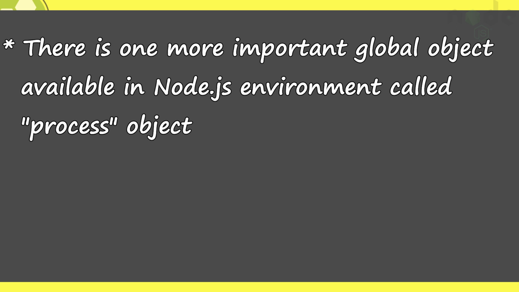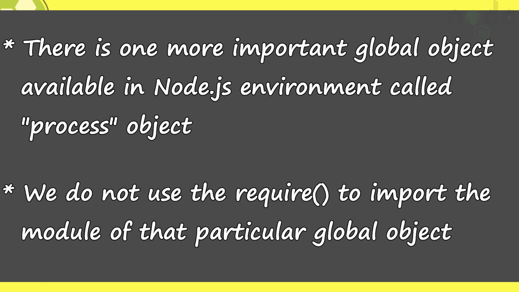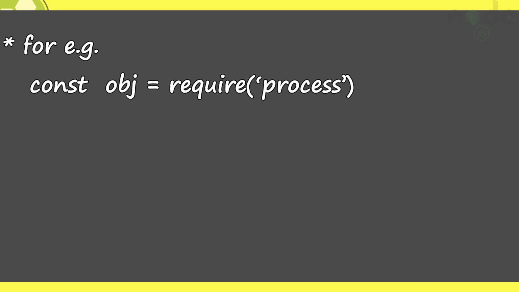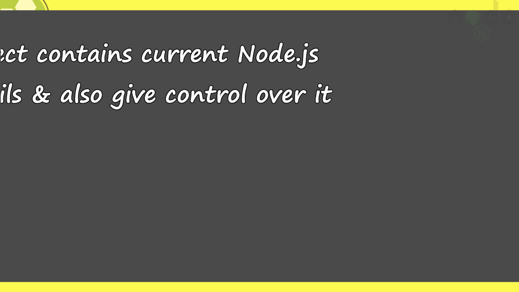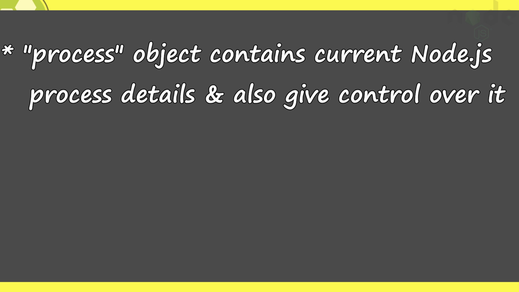I am also discussing one more important global object available in the Node.js environment, and that is the process object. Now when I say a global object, that also means you don't need to use the require method to import that module. It is available in a Node.js program, being globally available. Certainly if you are willing to import such modules, for example, you can write const obj is equal to require process, which is a global object, but you do not need that.